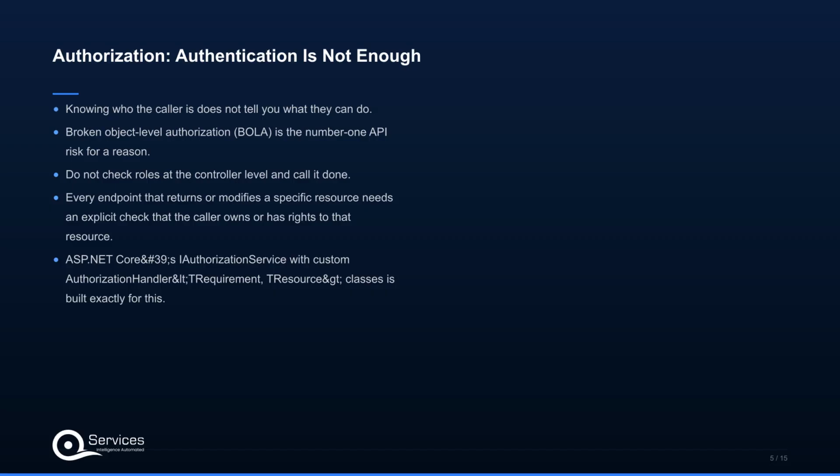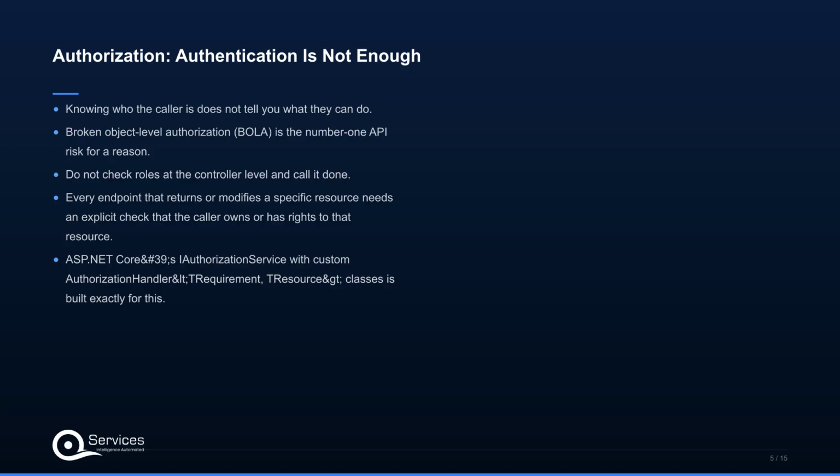Next up, authorization. Authentication is not enough. Knowing who the caller is does not tell you what they can do. Broken object-level authorization is the #1 API risk for a reason. Do not check roles at the controller level and call it done.